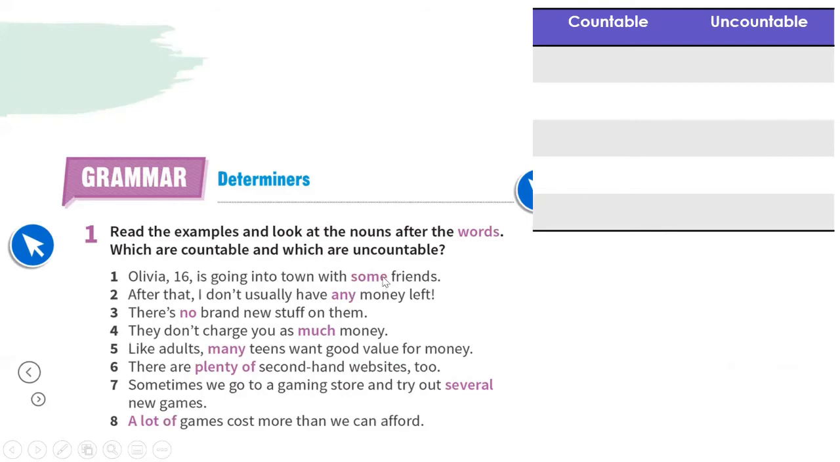So now we know that our determiners are some, any, no, much, many, plenty of, several, and a lot of. I want us to look at the noun. So we look at the noun that's after the highlighted word, and then you tell me if it's countable or uncountable. For example, number 1, Olivia, 16, is going into town with some friends. The determiner is some. Can you tell me if the noun friends is uncountable or countable? I would have to say this is obvious. Friends is countable. You can count it.